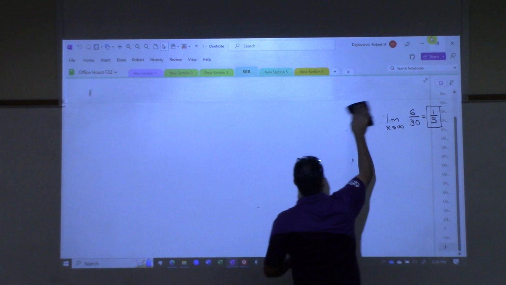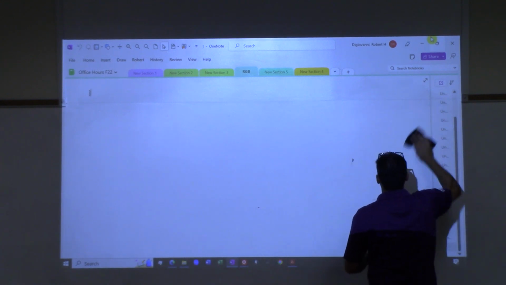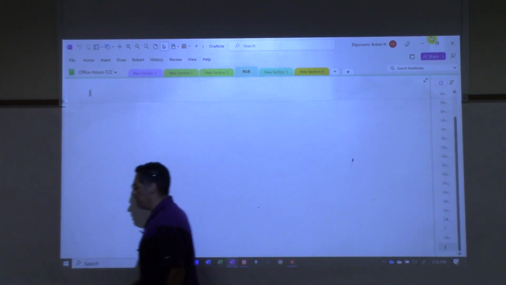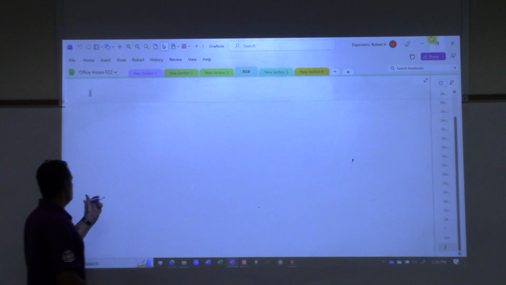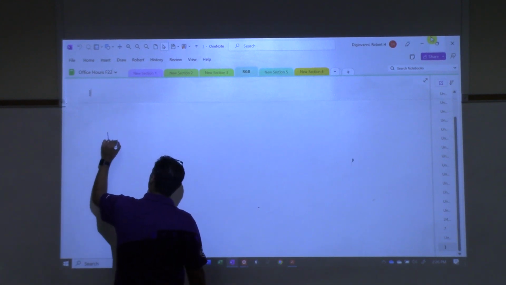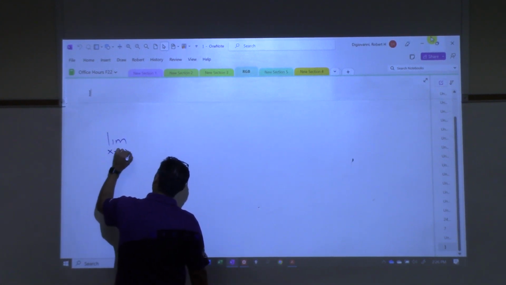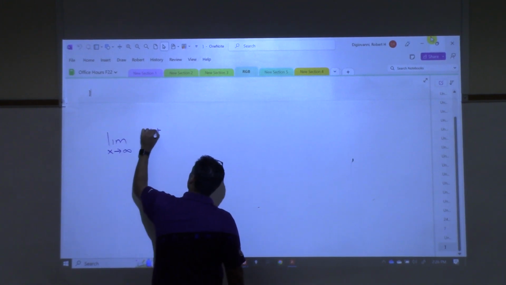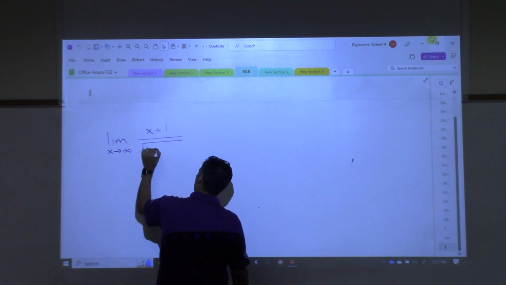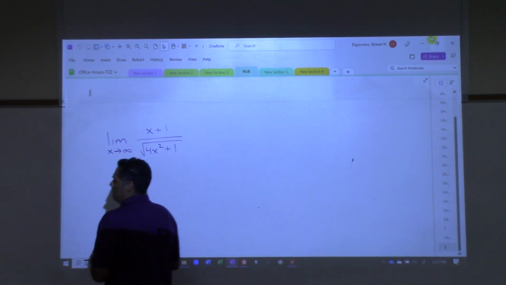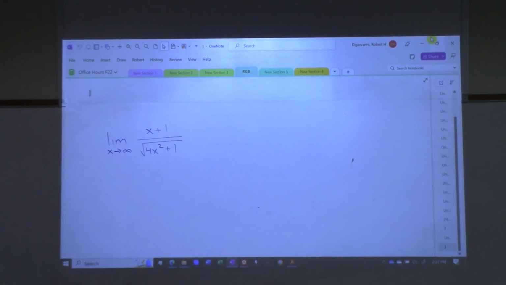it's a great rule. Now, it has limitations, all right? I don't want you to believe that L'Hopital is like the magic pill that's going to solve all limit problems. I'll give you an example. Limit as x goes to infinity of (x + 1) over the square root of (4x² + 1). What do we get here if we let x go to infinity?